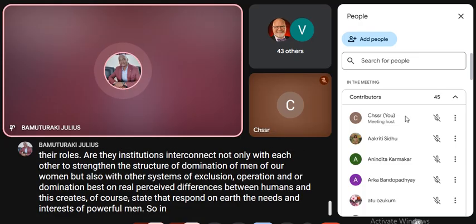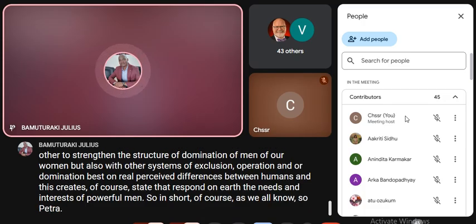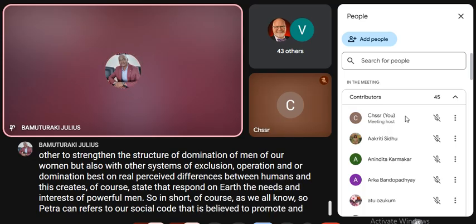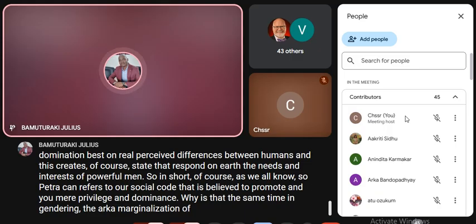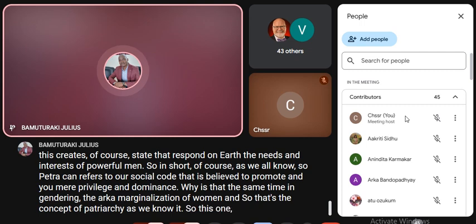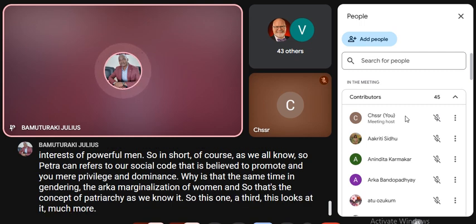So in short, as we all know, patriarchy refers to a social code that is believed to promote undue male privilege and dominance, while at the same time engendering the utter marginalization of women and girls. So that's the concept of patriarchy as we know it. This one, I felt, looks at it much more directly.